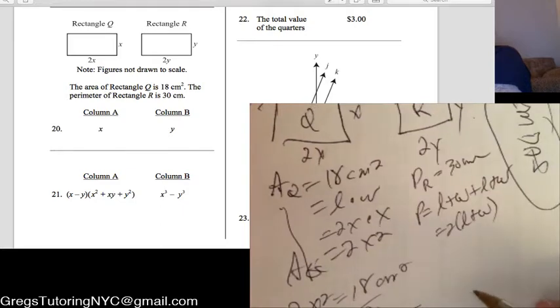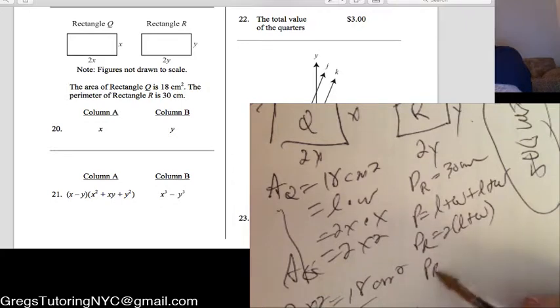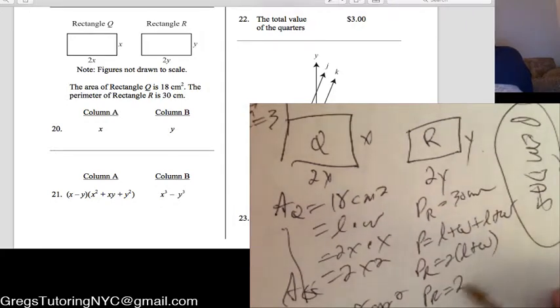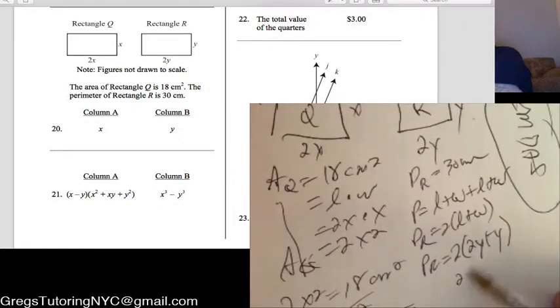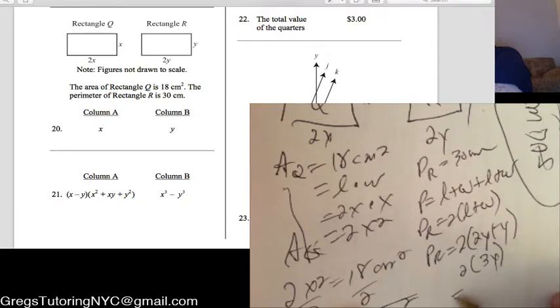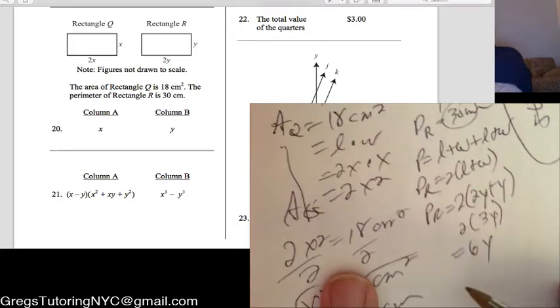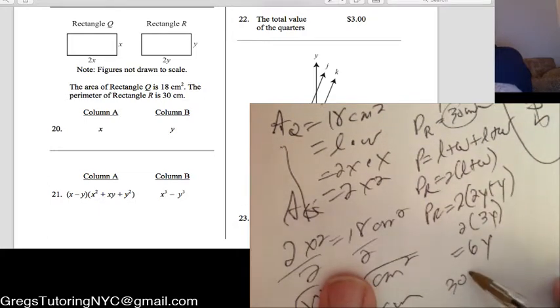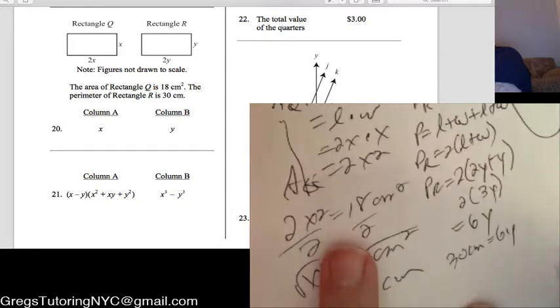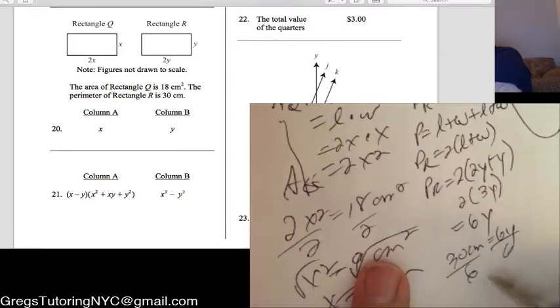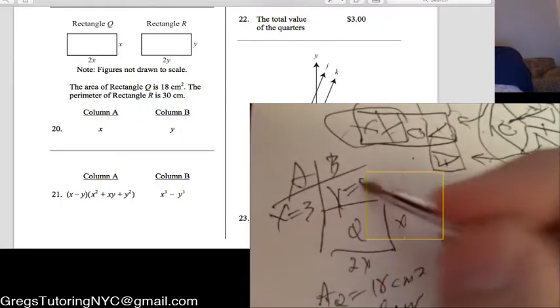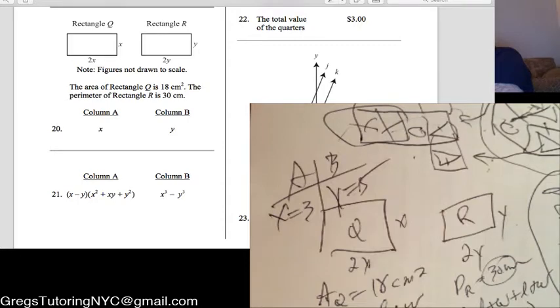All right? So the perimeter of R is equal to 2 times 2y plus y. So that's equal to 2 times 3y, and that's equal to 6y, if I did that right. And we also know from up here that 30 centimeters equals 6y. Divide both sides by 6, and we get 5 centimeters equals y. So we go back up here, y equals 5. So that means column B should be greater.